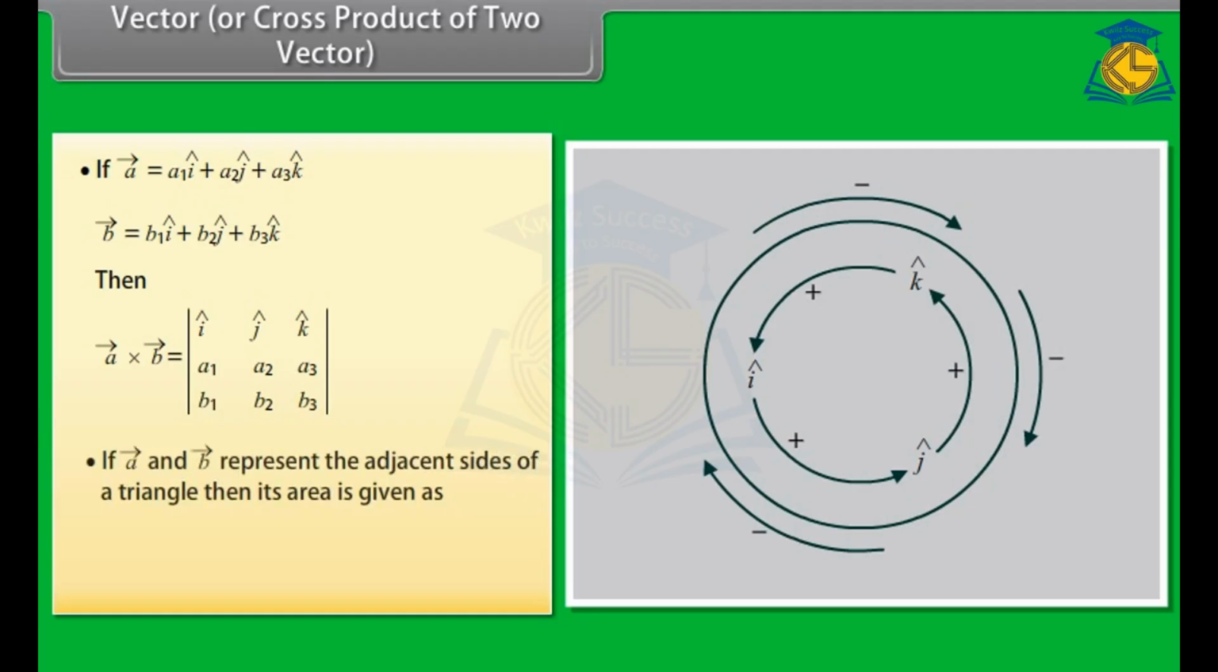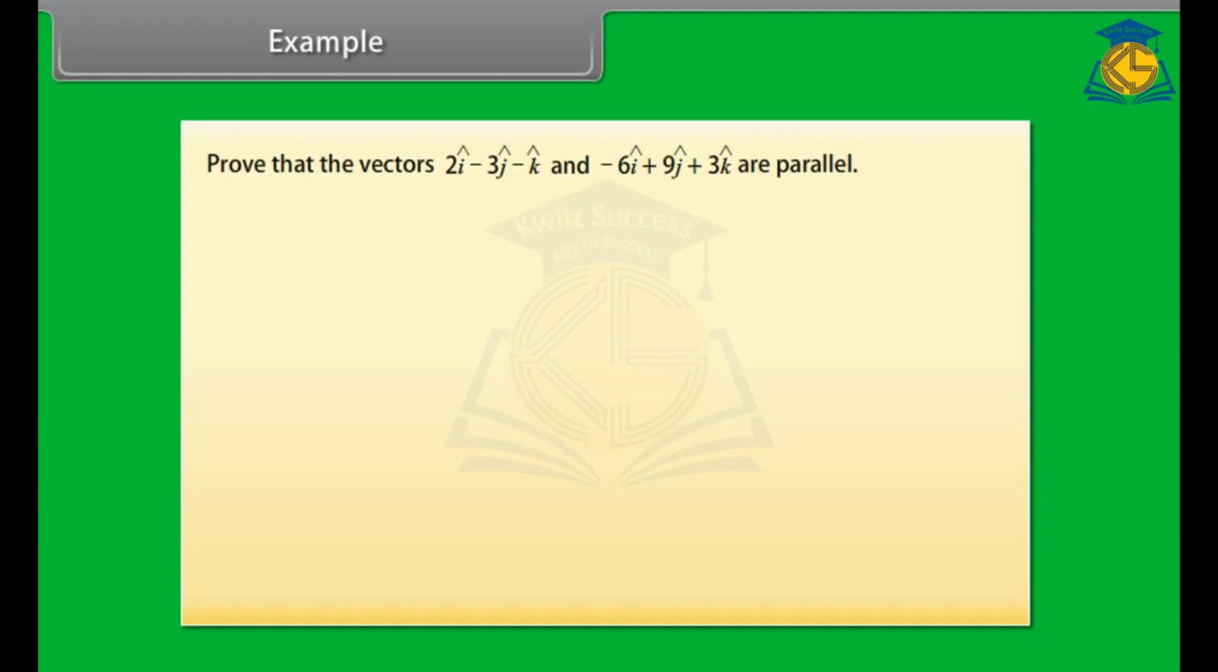If vectors A and B represent the adjacent sides of a triangle, then its area is given as 1 upon 2 into the magnitude of the vector product of A and B. Example. Prove that the vectors 2 cap I minus 3 cap J minus cap K and minus 6 cap I plus 9 cap J plus 3 cap K are parallel.